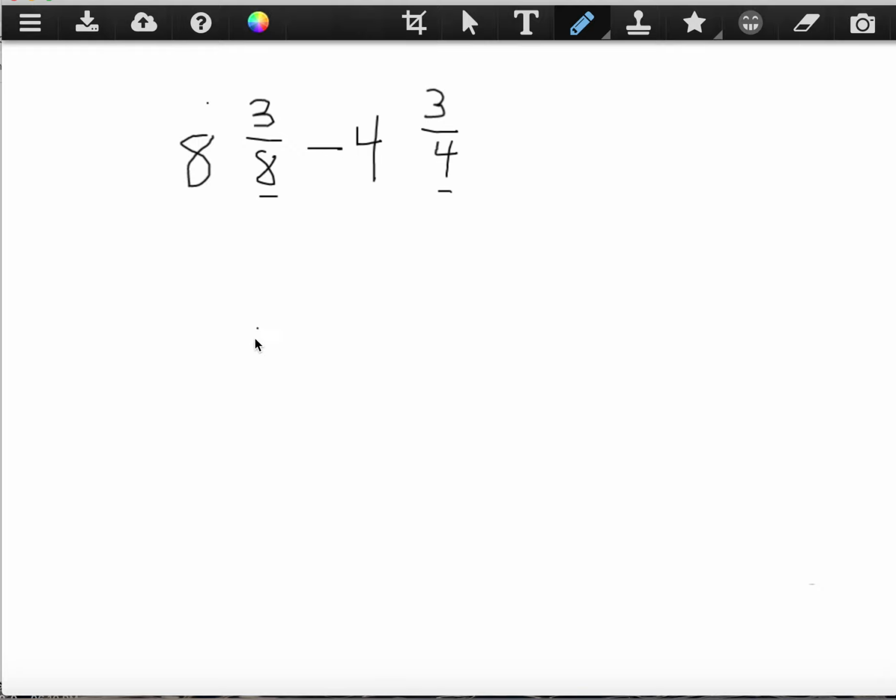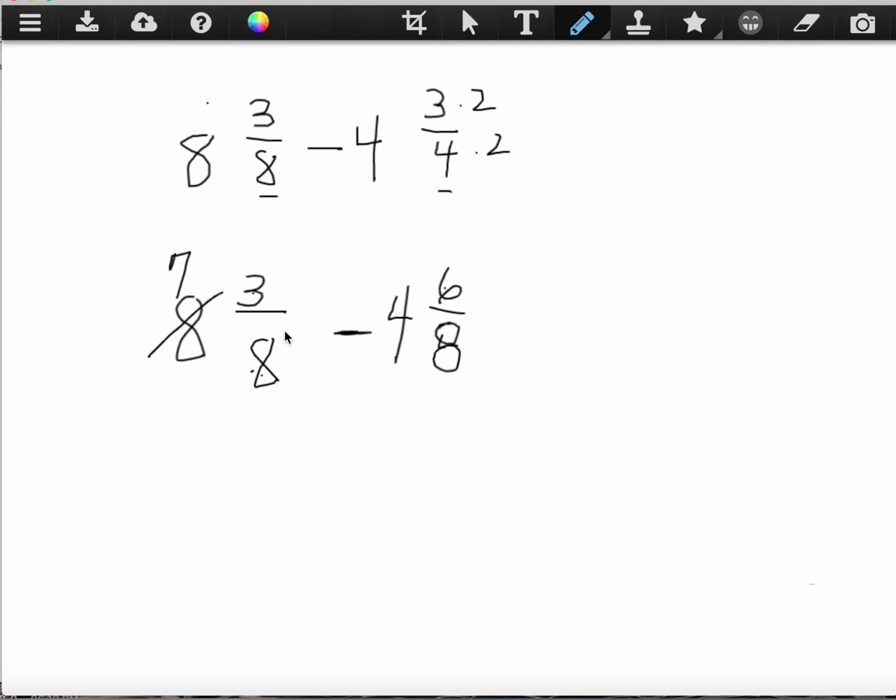We have to find common denominators. I'm going to use 8 because I already have an 8 there. And we're subtracting. Times 2 times 2, that gives me my 8. Put my 4 here, my 8 here. This stayed the same because I already had a denominator of 8. So now I can't take 6 away from 3, so I have to borrow. Come over here and make it a 7. Whatever the denominator is, 8, you're adding that 8/8, 1 unit from here, to your fraction.